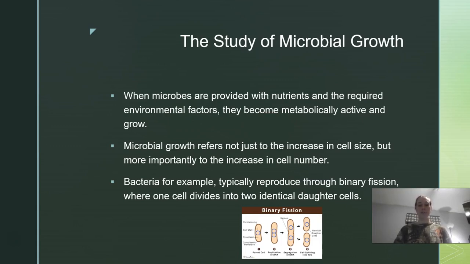When microbes are provided with nutrients and the required environmental factors, they become metabolically active and grow. Microbial growth refers to not just the increase in cell size, but most importantly, the increase in cell number. Bacteria typically reproduce through binary fission, where one cell divides into 2 identical daughter cells. You can see what that looks like in binary fission in this picture, although it is a little small.